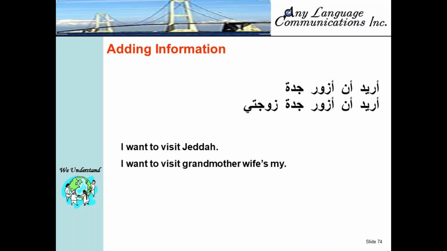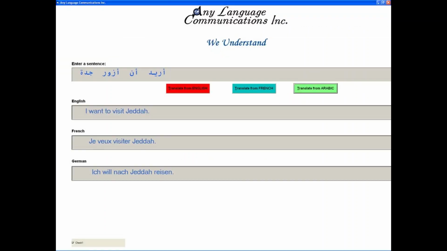Now we'll look at an example of adding information to a sentence to change the meaning of a word. Notice that these 2 sentences are identical, except that "my wife's" has been added to the second one. That changes the word before it from Jeddah to grandmother. Sure enough, when relationship analysis is run, the first sentence is Jeddah, and the second sentence is "my wife's grandmother."